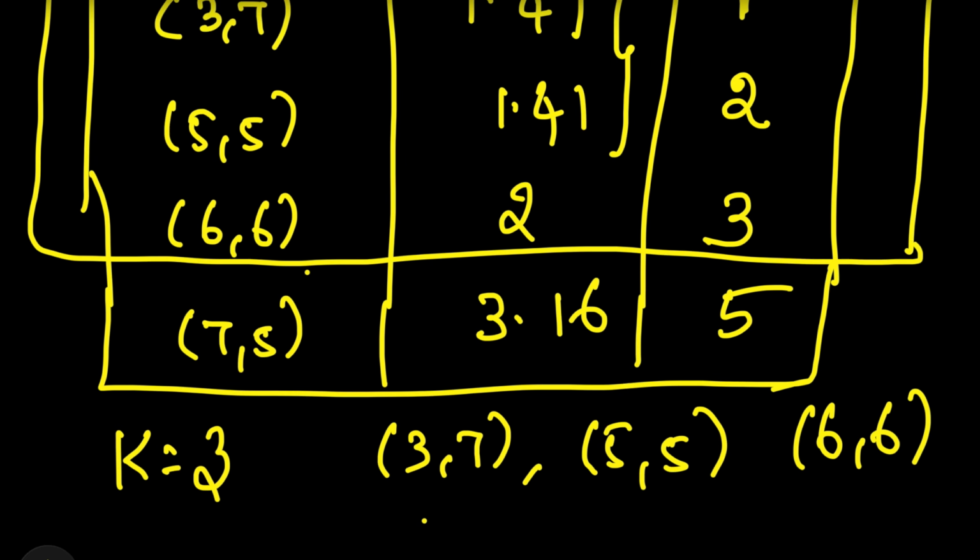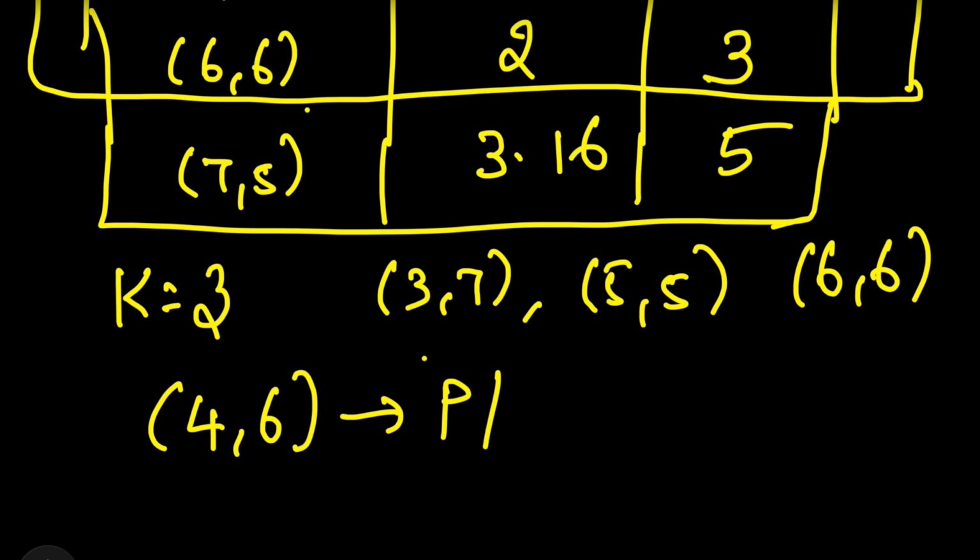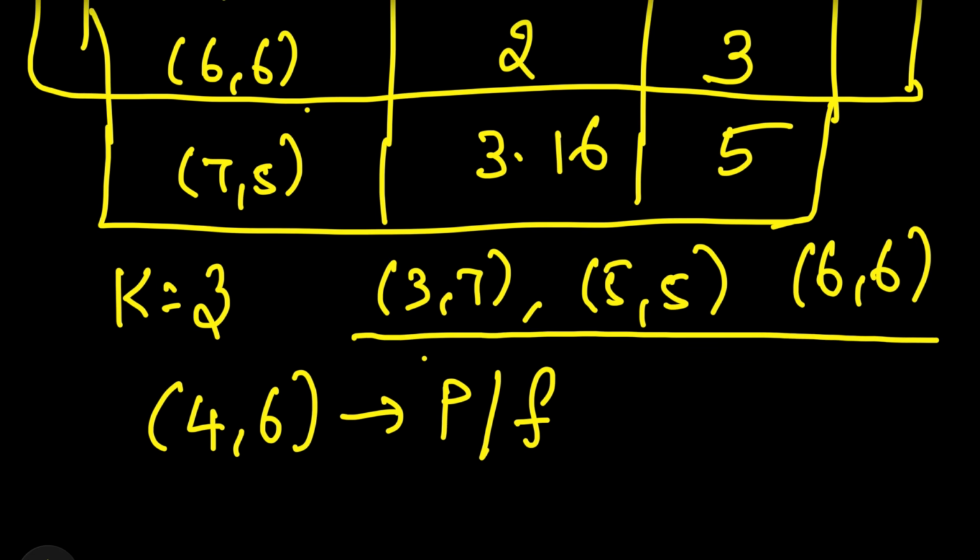These are the 3 nearest samples, at a similar distance, which help us identify the classifying label for the given sample. Now, what is the sample that we need to classify? 4 comma 6. Whether 4 comma 6 comes under pass or fail is what we need to know. According to our findings, we have 3 different samples to check with majority voting. We'll check the result of these 3 samples.